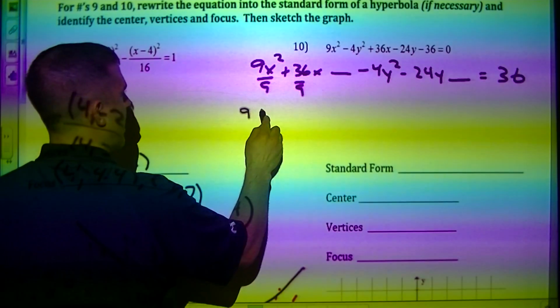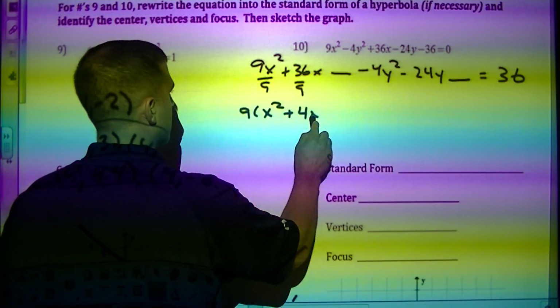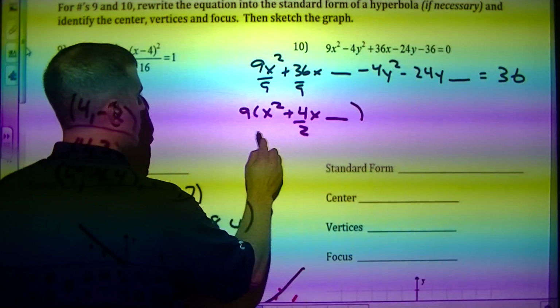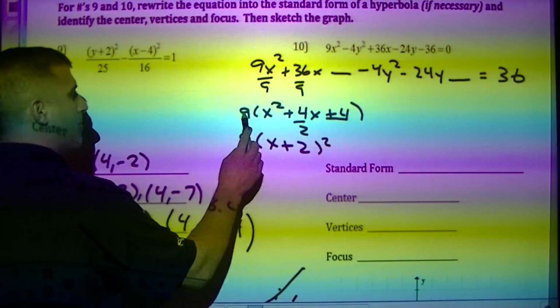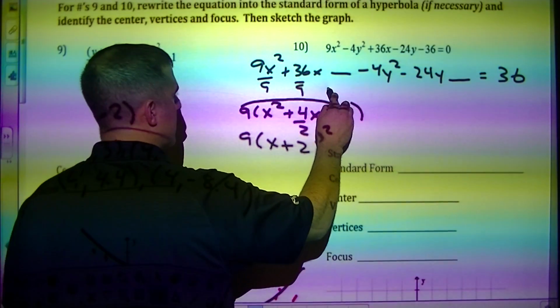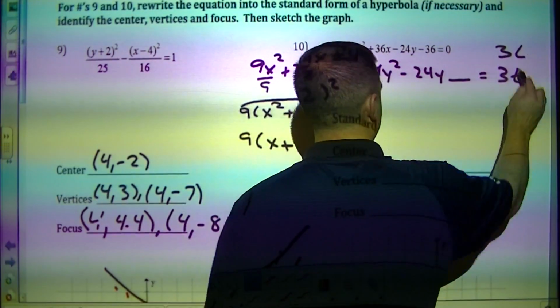That's going to give me x² + 4x. Then I'm going to divide that by 2. That's going to give me + 2, and 2² is 4. Now what I'm going to put over there is 9 times that, which is going to be 36. So it's another 36 over there.